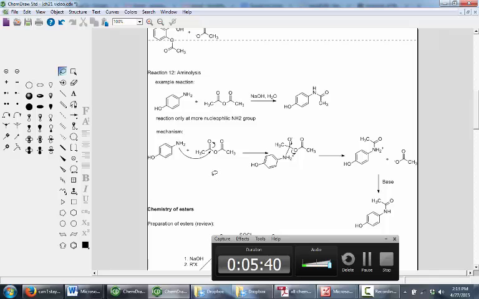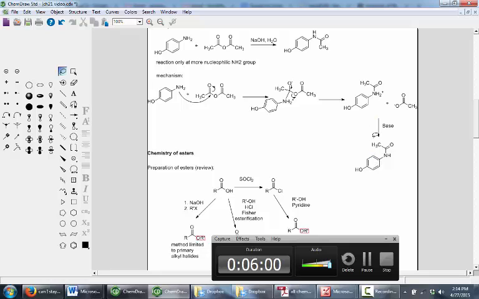The mechanism for this reaction, once again, NH2 nucleophilically attacks, kick it up, tetrahedral intermediate. Alright, this tetrahedral intermediate collapses, kick off carboxylate. Here's my leaving group from anhydride reactions. Here's my protonated amide product. And this protonated amide product, after treatment with a base, will give me my desired final amide product.